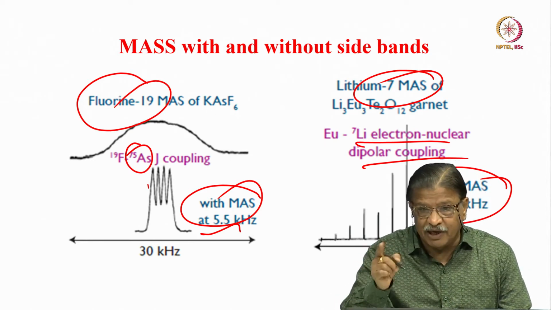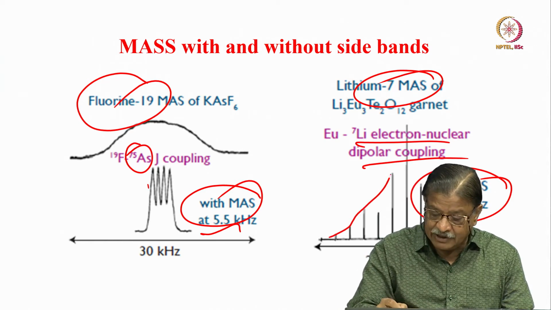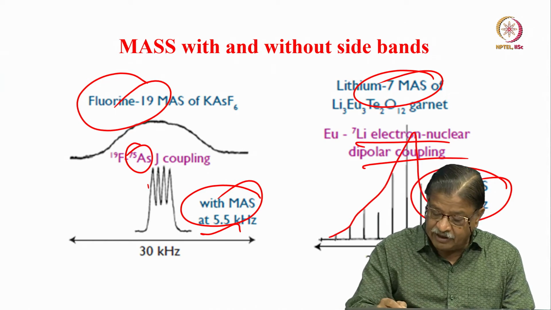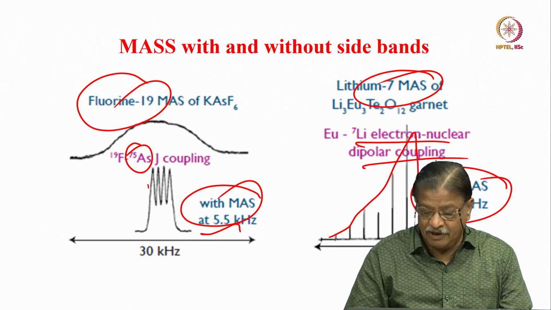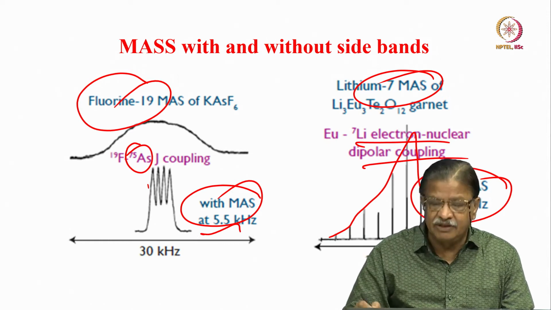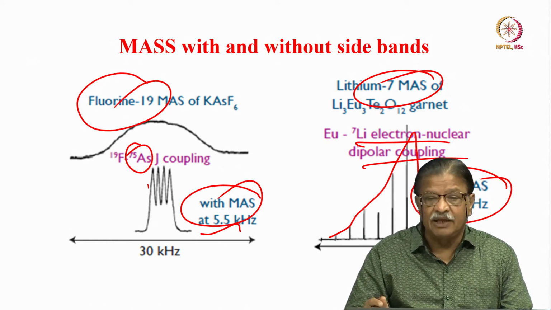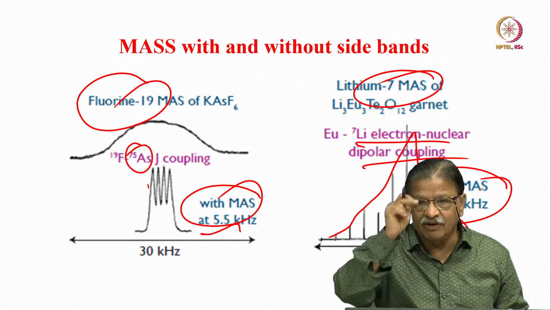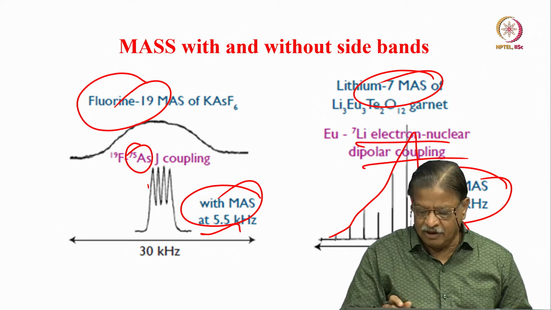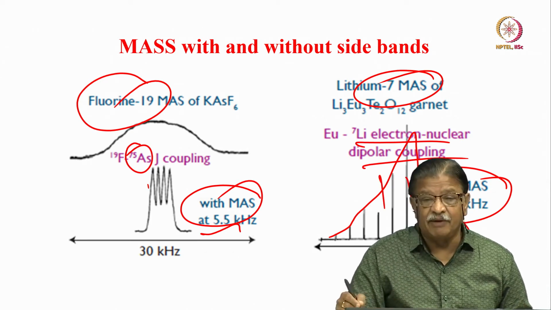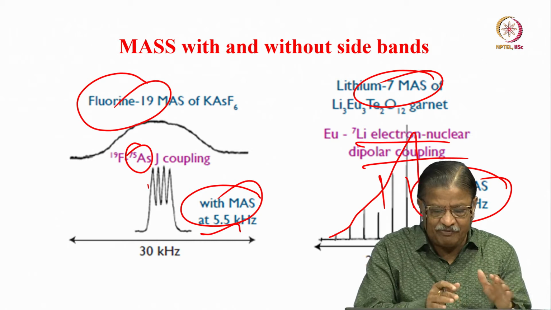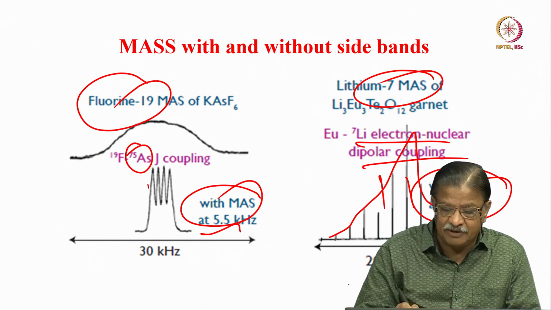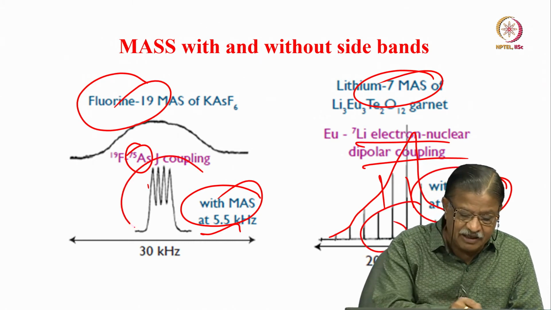If you do not spin it, you get a powder pattern which is a profile like this. All the tops of these side bands or each peak you can join and you generate a broad spectrum, that is a powder pattern. If you do not spin the sample, this is what you are going to get in the static case. But when you start spinning, they break into side bands like this. This is the spectrum of magic angle spinning without side bands. This one is with side bands, here there are no side bands.